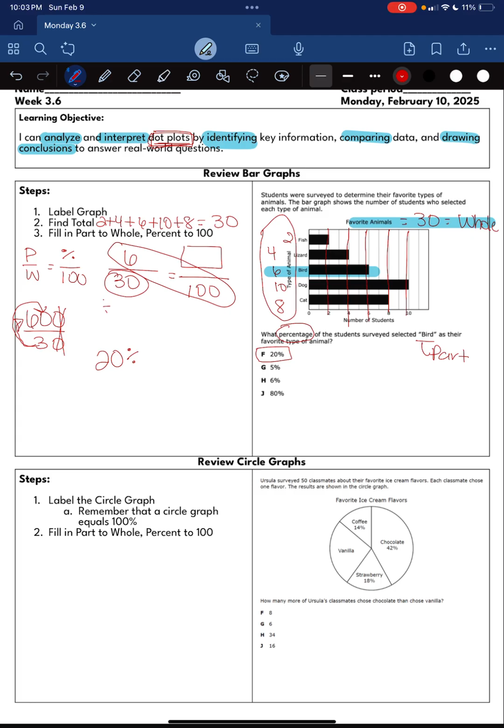Now let's look at circle graphs. Pretty much the same thing. We label our circle graph. We know that our circles always equal 100%. We are missing vanilla. This is what we need to figure out.